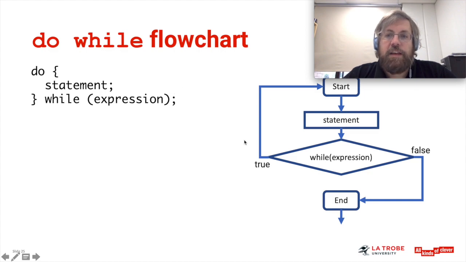This is what do while looks like as a flowchart. So we start, we do the statement first, then we get to the decision point. If it's false, we go on to the next line of code. If it's true, we go back to start, we execute statement again.